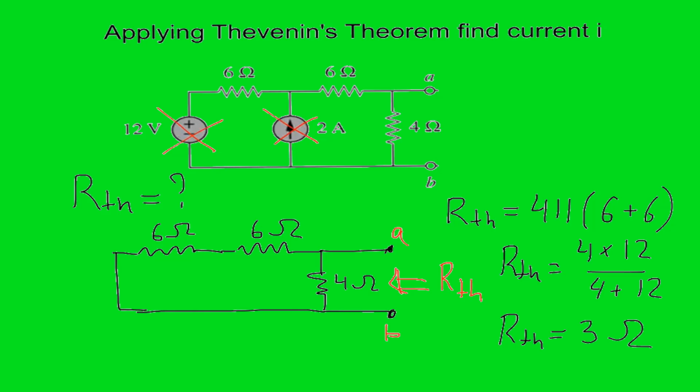I just write it on the top because we already found the first equivalent parameter, the equivalent resistance. So the equivalent resistance, Thevenin resistance, is 3 ohms.